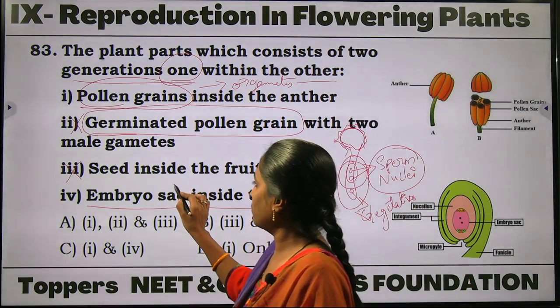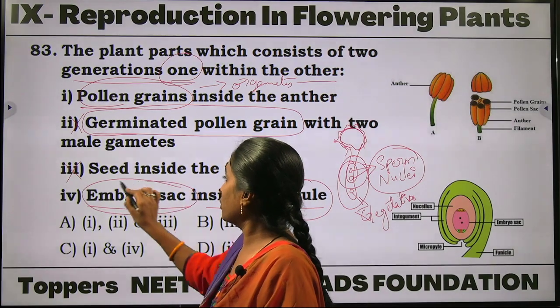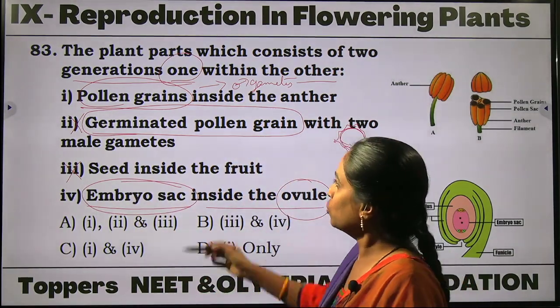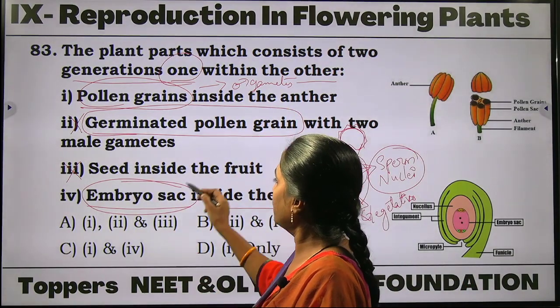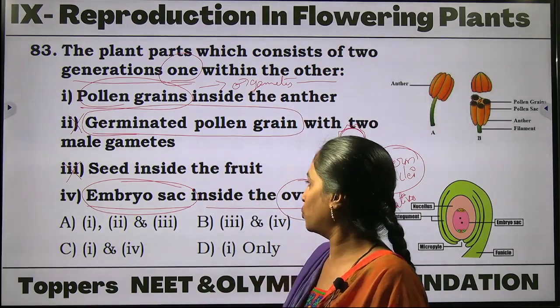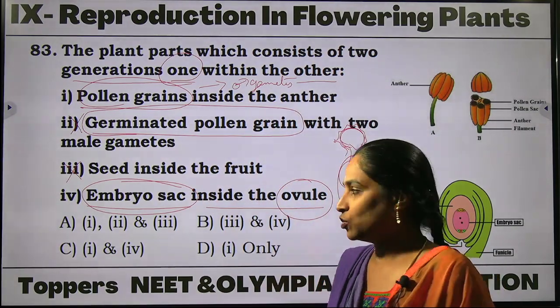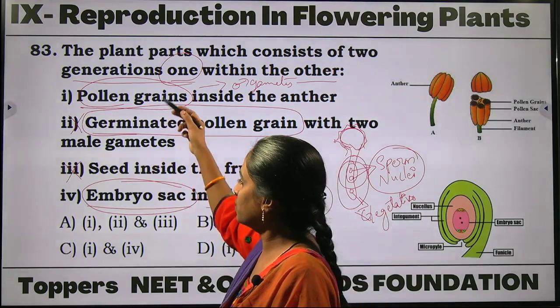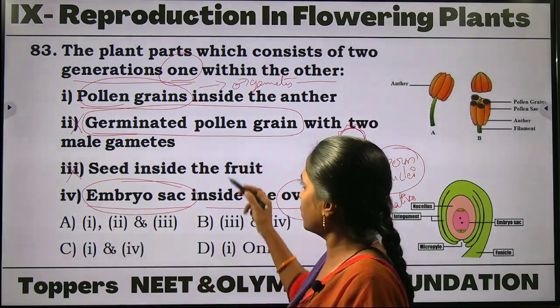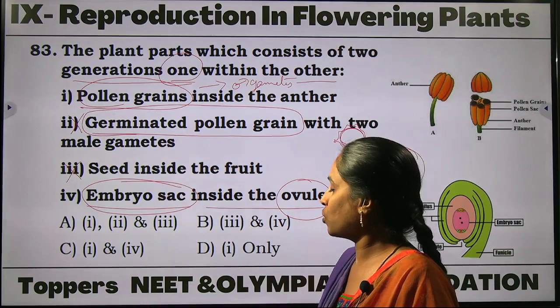Inside the female gamete we can observe the embryo sac, right? So the pollen grain is the male gamete, and the embryo sac inside the ovule is the female gamete. Okay, so these two are the correct options. And let us see what is given, in which one they have given options 1 and 4.